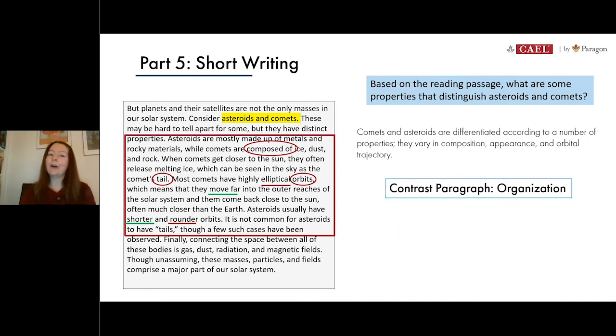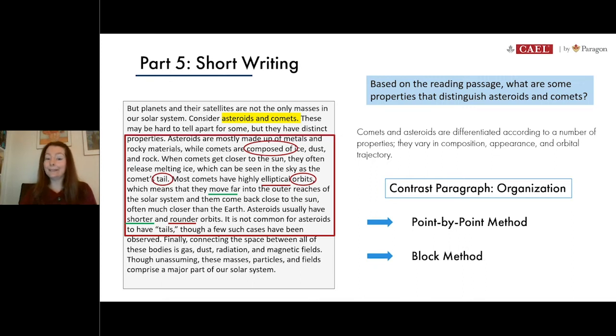And then remember, this is a contrast paragraph, so you do have a choice as far as how you want to structure this. Last week, or last episode, I guess, we did the point-by-point method. What we did there is we chose the first property, which is composition, and we gave details about a comet's composition and the asteroid's composition. And then we moved on to the second property, which is appearance. We talked about the comet's appearance and the asteroid's appearance. And then we finished it off with the orbital trajectory of both.